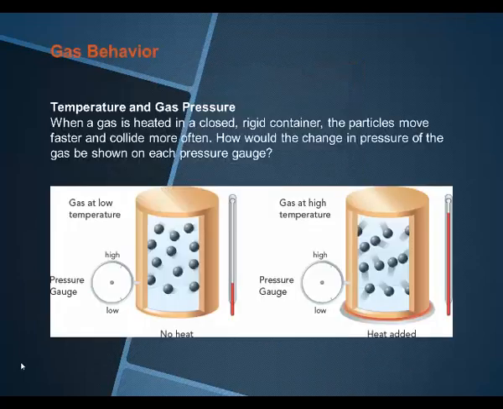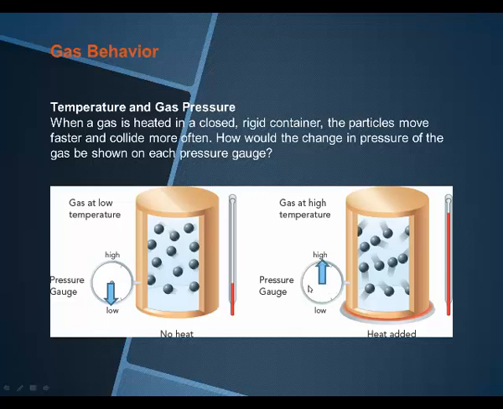Looking at these two containers, they're both closed, rigid containers. The first one on the left-hand side has a low temperature. The one on the right, we're going to increase the temperature. So how would the change in pressure of the gas be shown in each pressure gauge? So we've got the pressure gauges. Temperature is here. With the lower temperature, there would be a lower pressure as well. If we were to increase the temperature, it would increase the pressure on the pressure gauge.